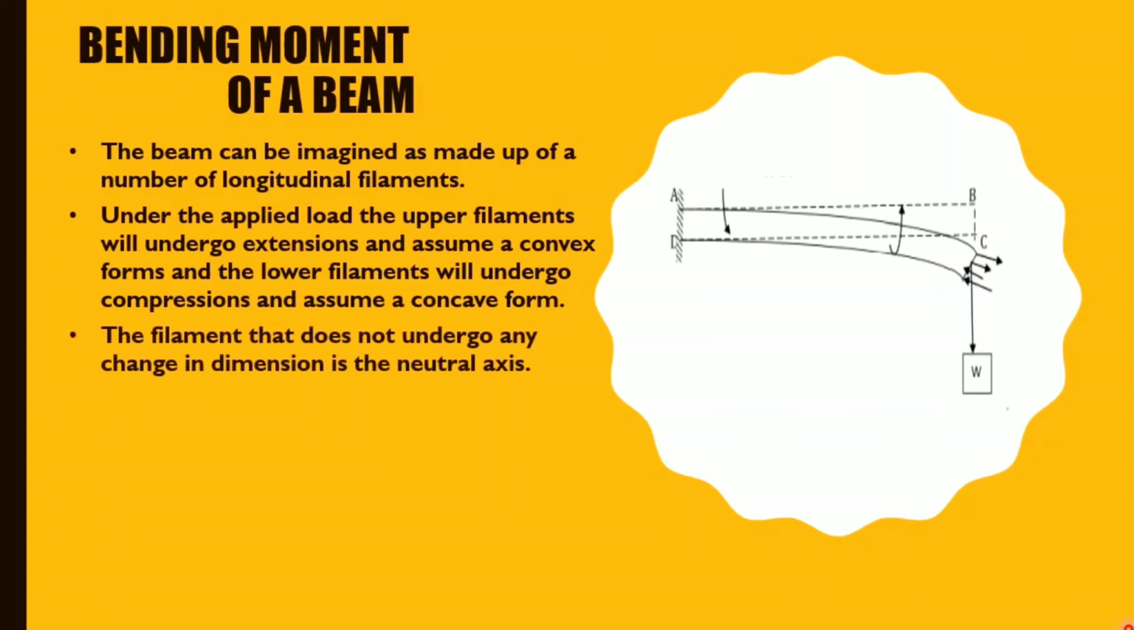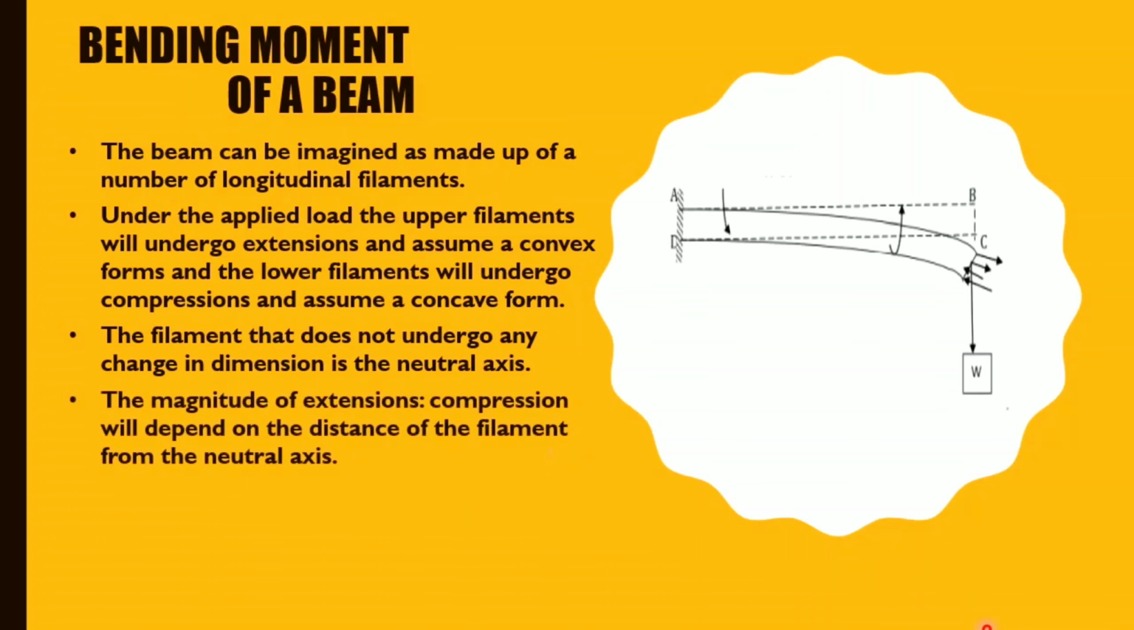Now the filament that does not undergo any change in dimension is the neutral axis. You will see the neutral axis just after this. That filament which does not undergo any change will be the neutral axis. We will go through this portion again.